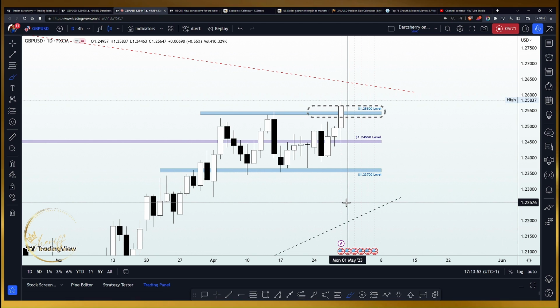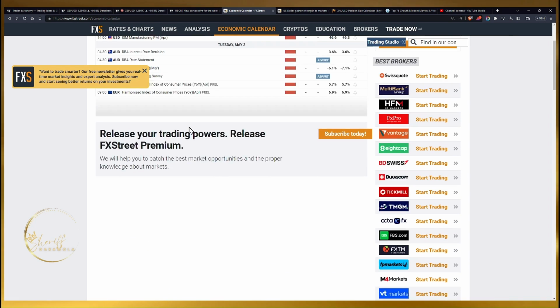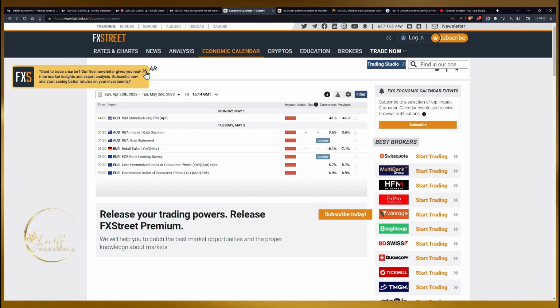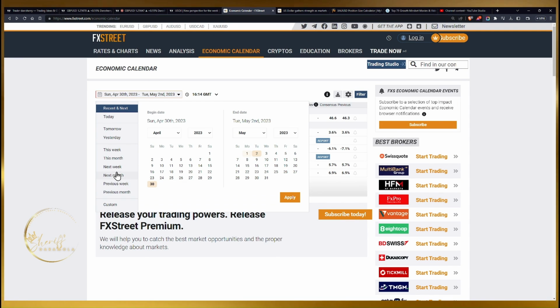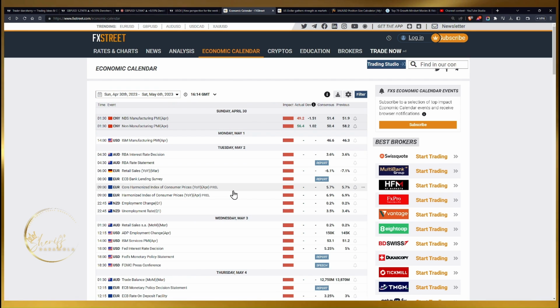But before we scale down into the lower time frame, I would want us to also keep tabs on the fundamental aspect of the market, and that is why we are going into the economic calendar to see what high impact economic events we shall be looking forward to in the coming week. So when I bring out my economic calendar, let's filter out and focus on the high impact events that will be affecting both the pound sterling and the US dollar.